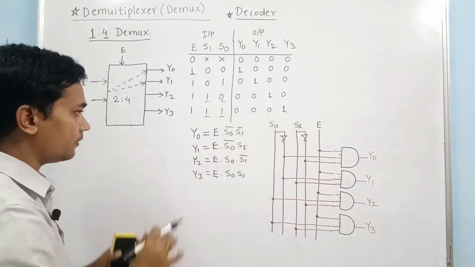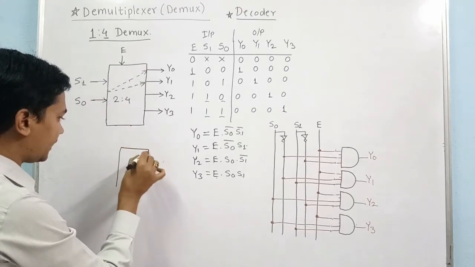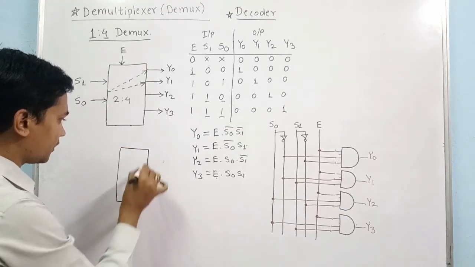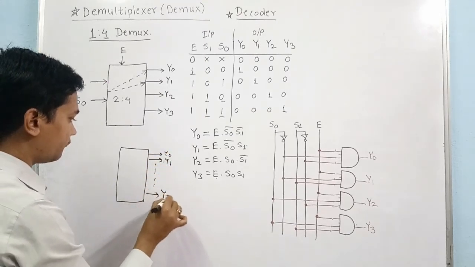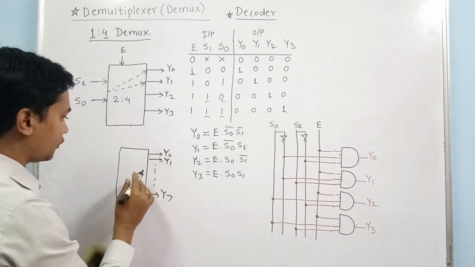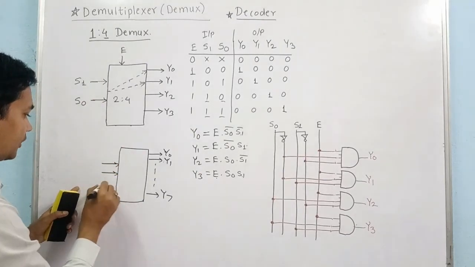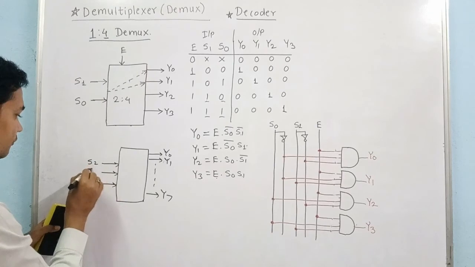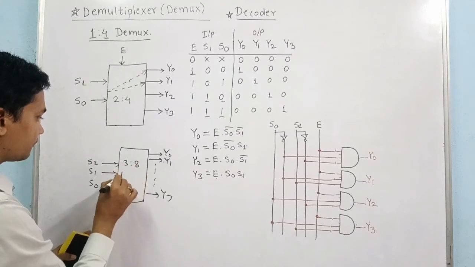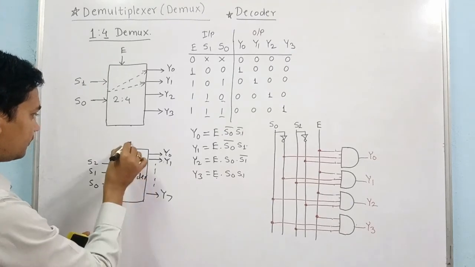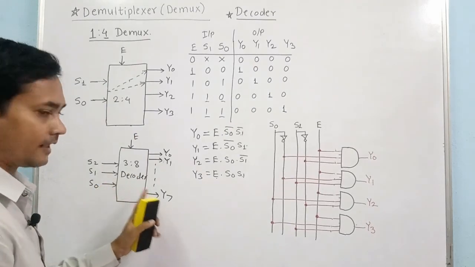Now if you want to use 8 outputs of the decoder, Y0, Y1 up to Y7, then how many input lines will be there for the decoder? Obviously the decoder should have 3 input lines, that is S2, S1 and S0, and it is called a 3:8 decoder with enable signal. So this way the decoder can be implemented.